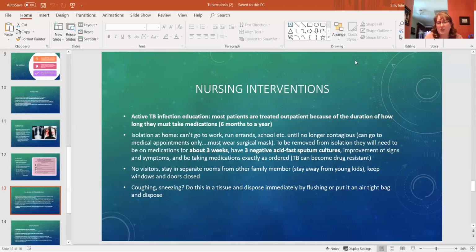You should not be having visitors. If you're at home isolating yourself, stay in a separate room from other family, keep away from young kids, keep your windows and doors closed so you're not spreading it to others in your neighborhood. If you are coughing and sneezing while you have this, try to dispose of your tissues in a certain way so that you don't spread it to everyone else.